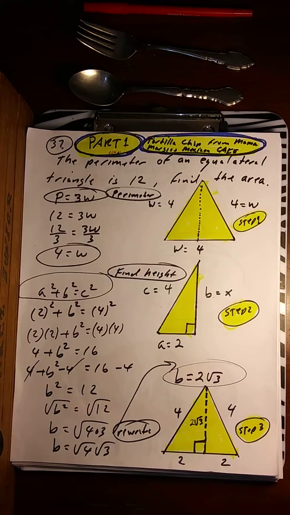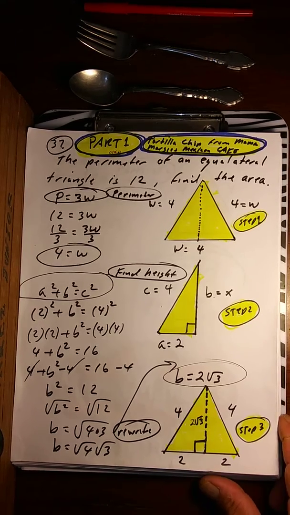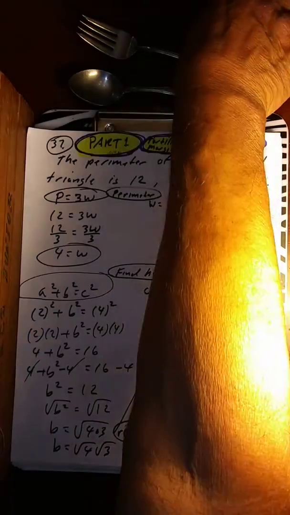Alright, we're going to do the ASVAB 77 A2 Part 2, Robert Leija edition. Alright, 37, Part 1. Tortilla chip from Margie's Mexican Cafe. There it is right there.